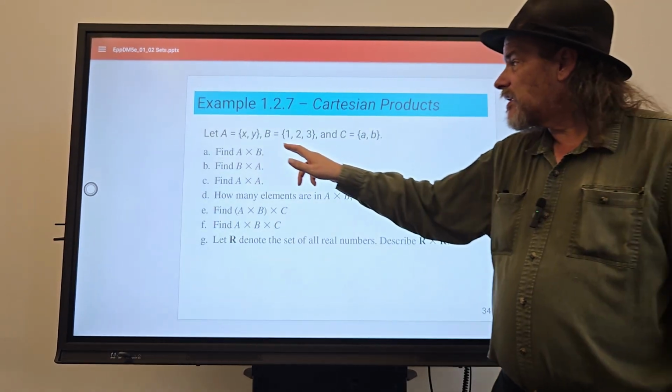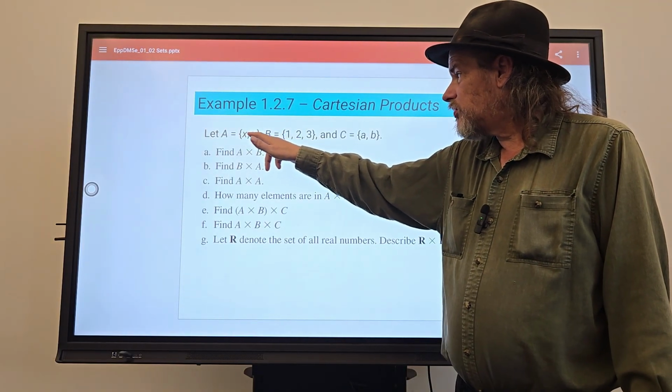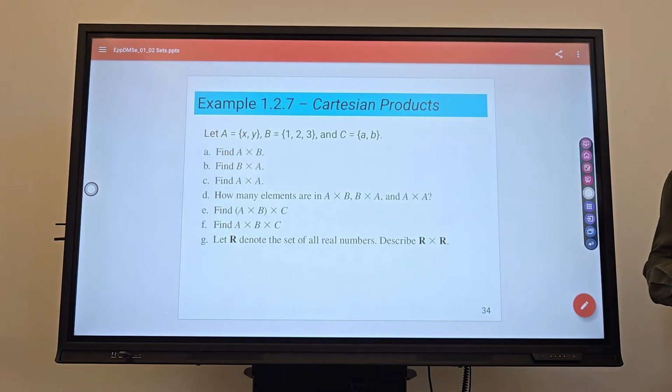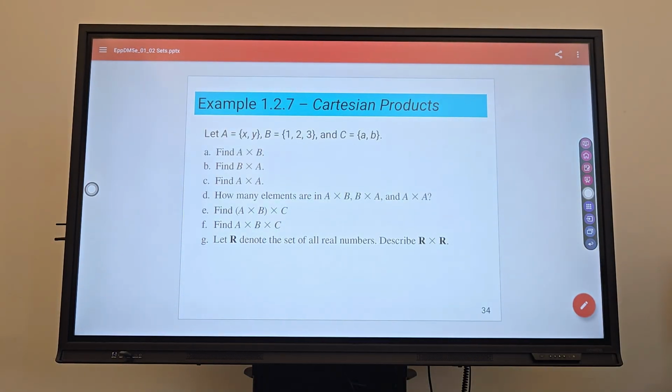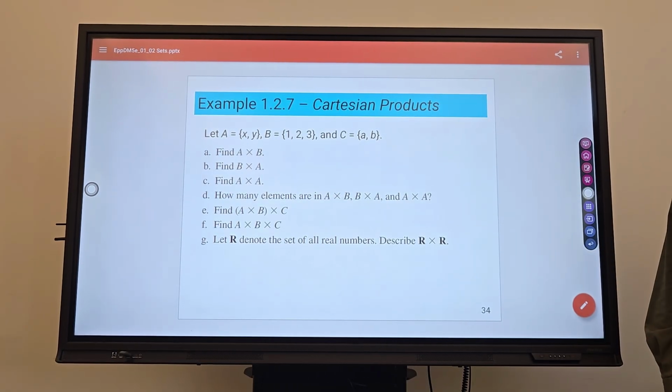You take the number of elements in each set, 2 and 3, multiply them together, that's how many ordered pairs you're going to get. Every combination possible with those elements.